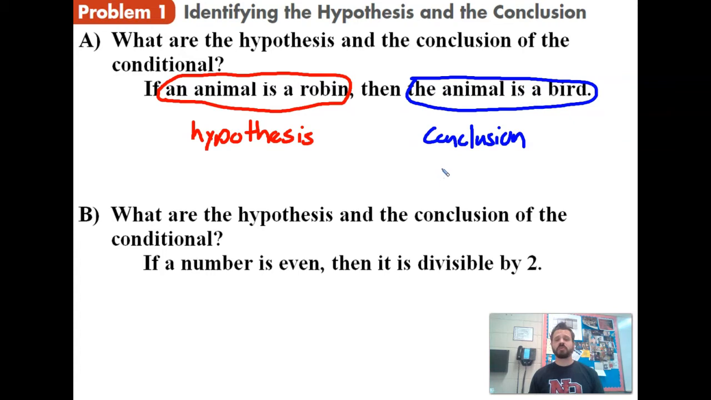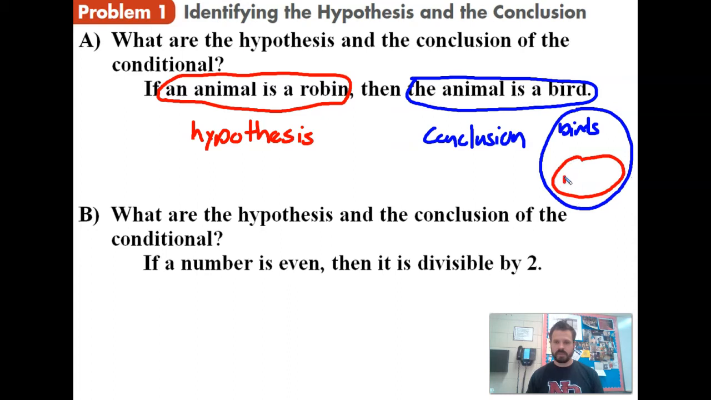Real quick with this one, it doesn't say to do it, but this is a good example for our Venn diagram. If I make a larger circle to represent birds, and make a smaller circle within that for robins, that makes sense. Robins are a type of bird. And I could read this Venn diagram as if an animal is a robin, then we know it's also a bird.